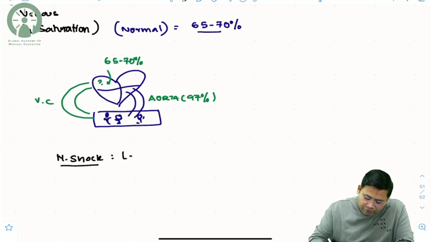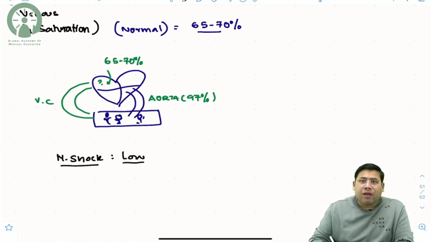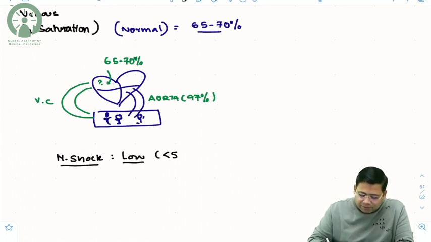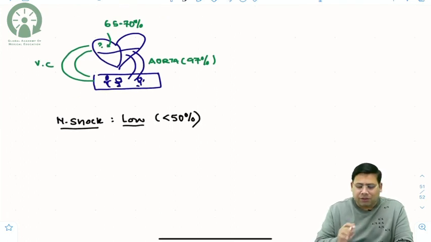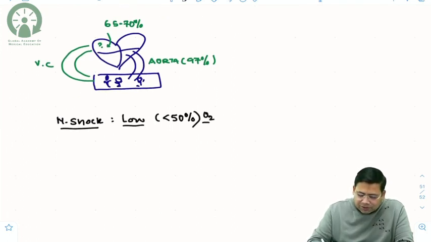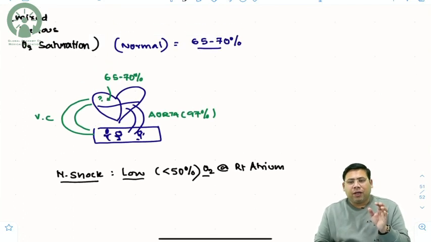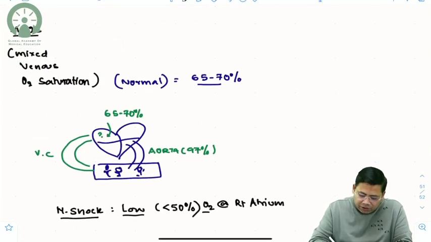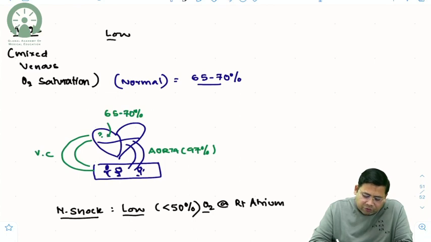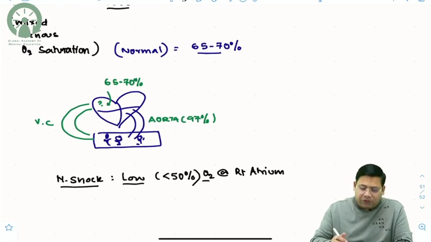So low MVOS indicates less than 50% oxygen saturation at the level of, you can say, right atrium, indicates ongoing hypovolemic shock. So in hypovolemic shock, what do you get to see? You get to see low MVOS. Same is the case with cardiogenic shock.